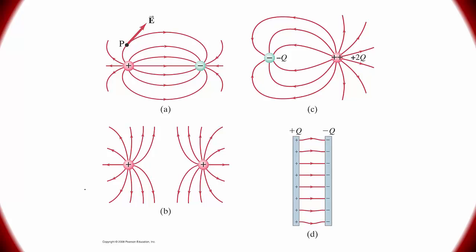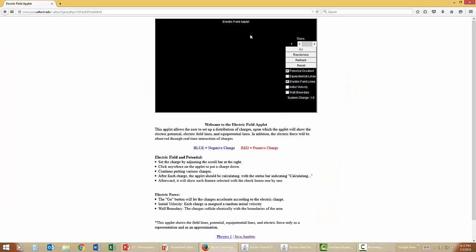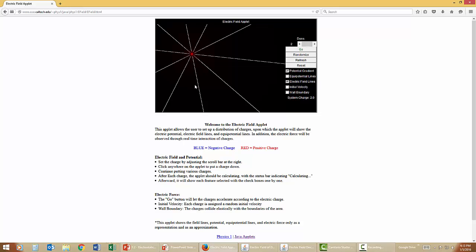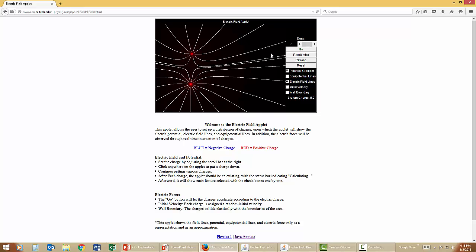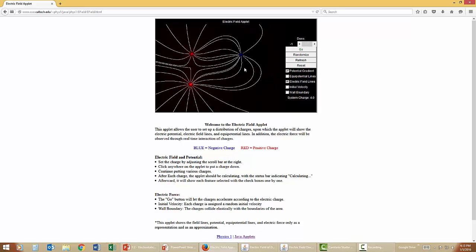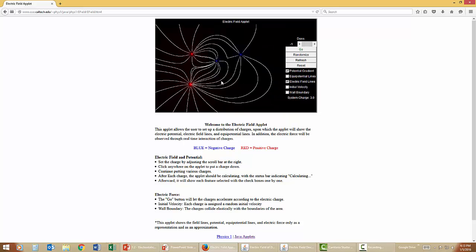Let me show you some other fun things. So here I've got a different applet. Here I can select the magnitude and the sign on my charge. So if I put a positive 2 charge, I'm just going to have field lines going directly out from it. I'll do another positive charge, 3 this time, and we can throw a negative charge in here. Let's go -1. Anyway, you can get all kinds of shapes like this.